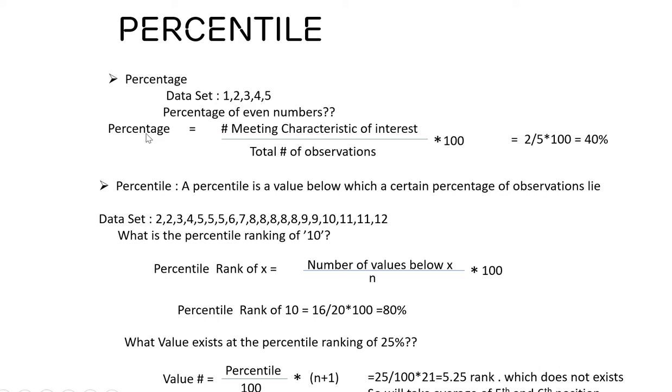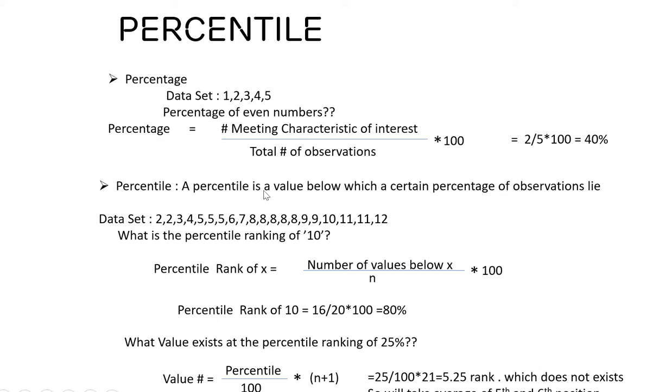So my percentage of even numbers in this given data set will be equal to the number of items meeting the characteristic of interest, that is 2 in this case, divided by the total number of observations, that is 5 in this case, multiplied by 100. That's how we get 2 by 5 into 100 equal to 40%. That is percentage. Now what is percentile?